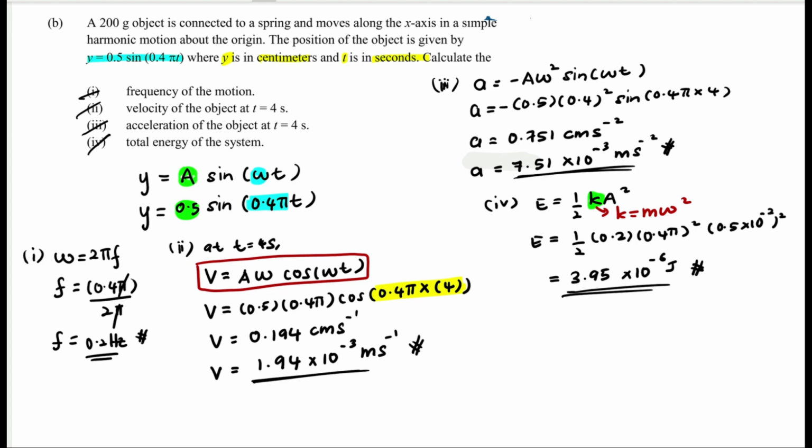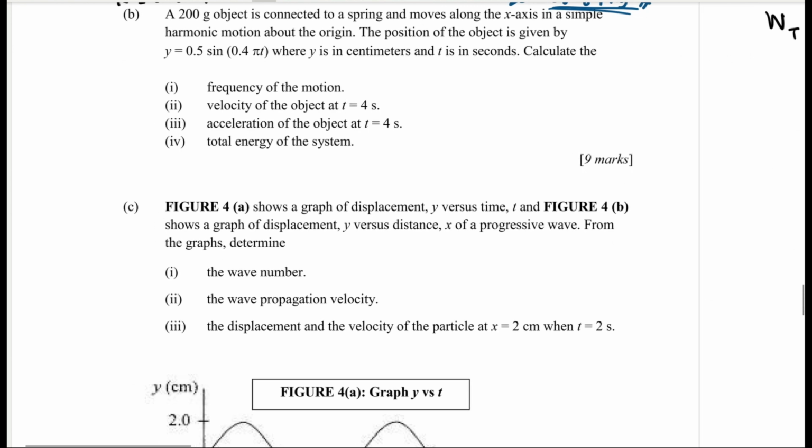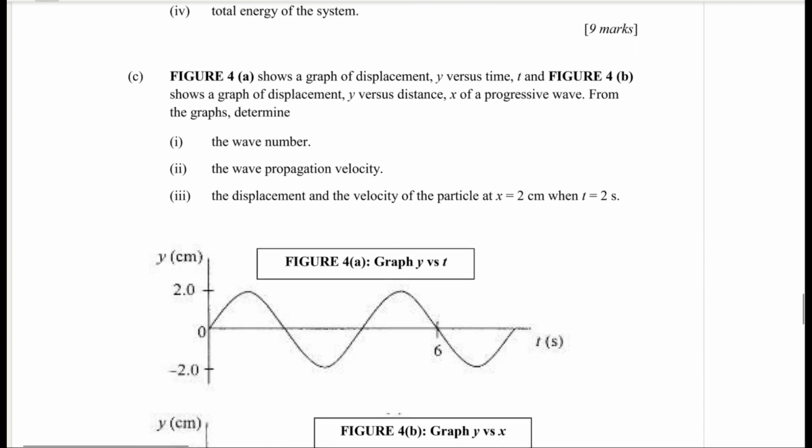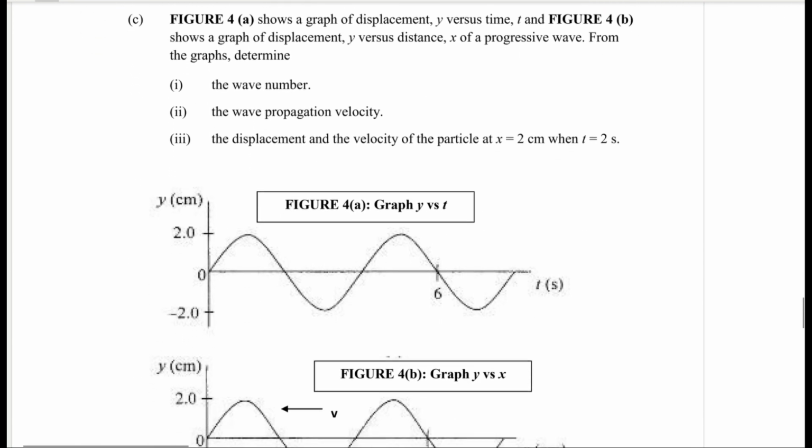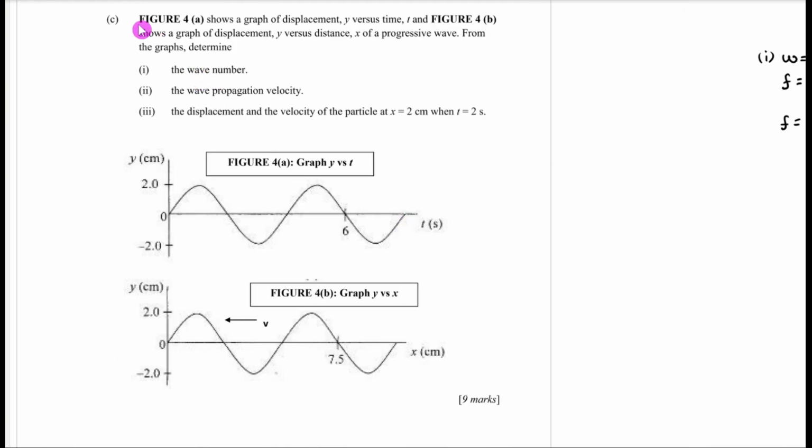Alright. So now let's look at another question. Okay, which is question C. Tadi 6B. So sekarang question C. Alright, question number 6C. Figure 4A shows a graph of displacement Y versus time T. Okay, so in this figure, here we have Y against T graph. Okay, and then Y against distance graph, YX. So YT, and then YX.